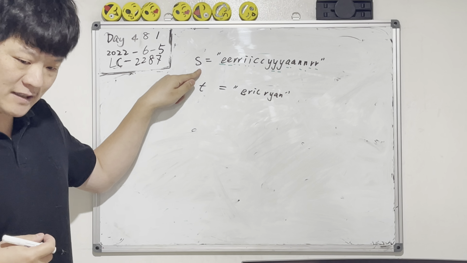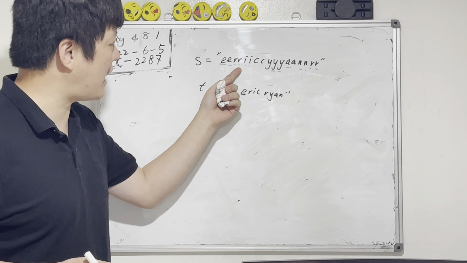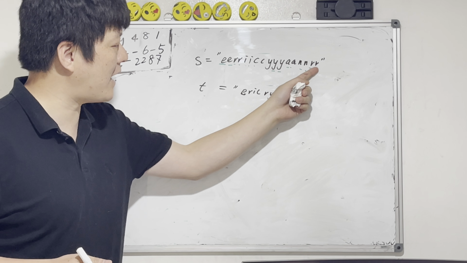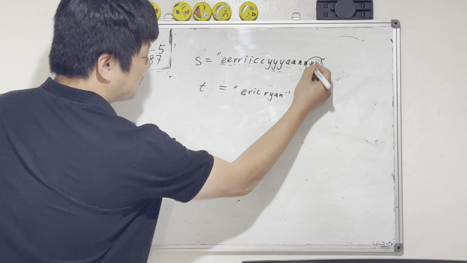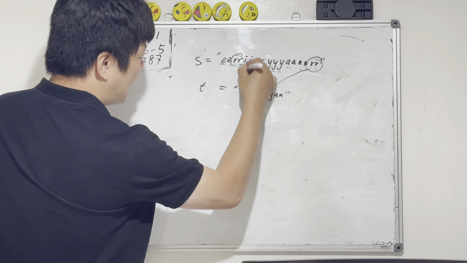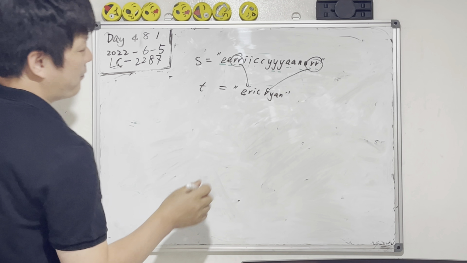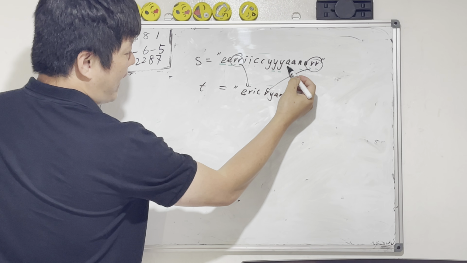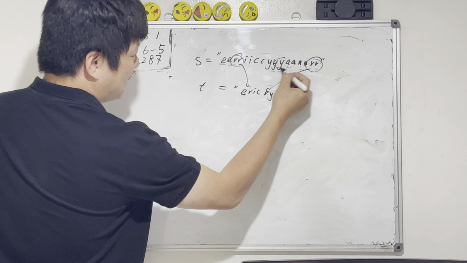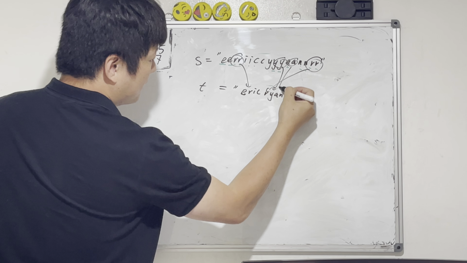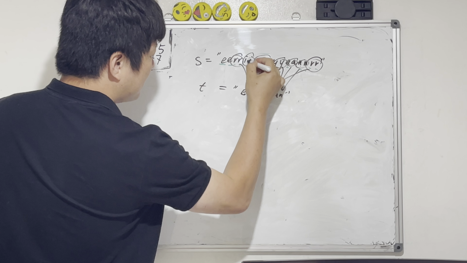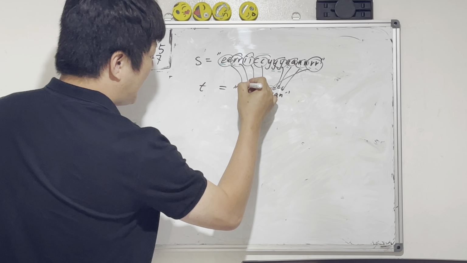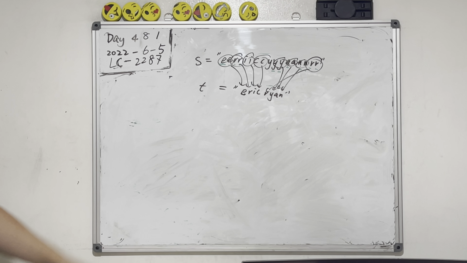So two copies, yeah? Because look, we have two E's, two R's, two I's, two C's. Two R's here, right? This is two R's coming from here, so four R's in total, okay? And A-N, R-Y-A-N, okay? So we can easily map it. So two copies.